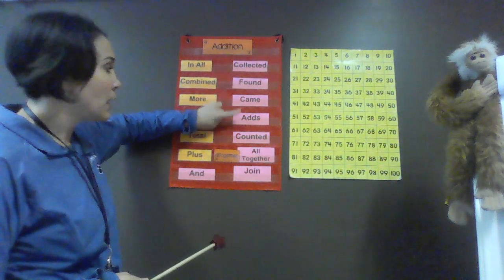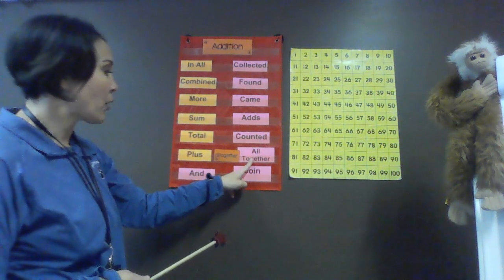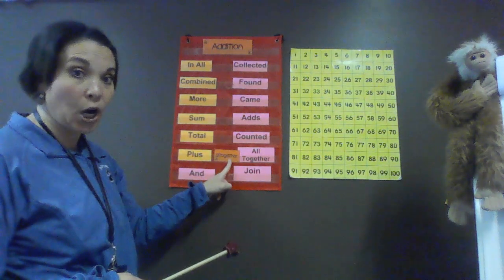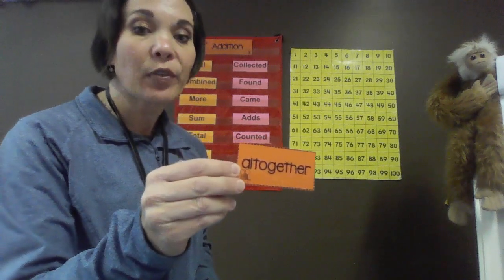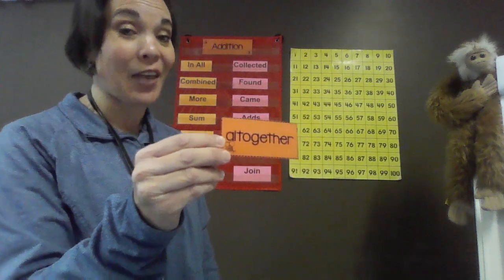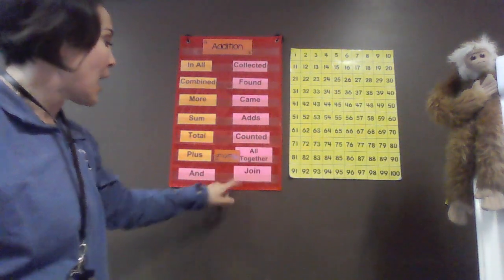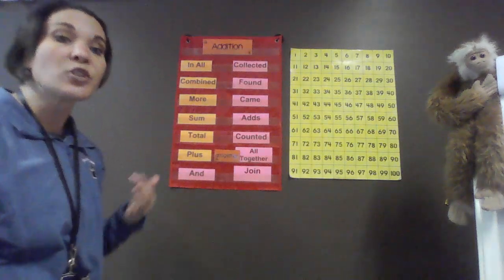Collected, found, came, adds, counted. Now see where it says all together here and then all together also here, because you could have different spellings. And I'm going to pull those out so you can see. Sometimes you could have all together as two separate words, or depending on how it's spelled, they put them together. So they took one L off the all and put together on there. That is just a little extra tidbit for you. And then the word join. So there's a lot of different clue words that can give us addition.